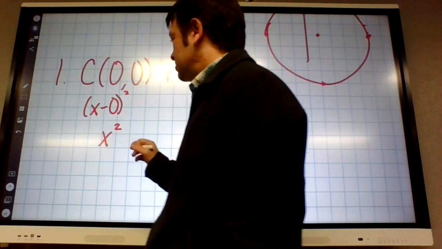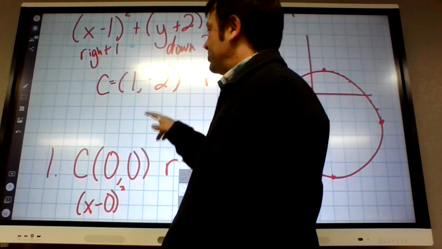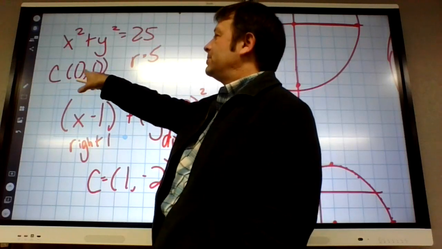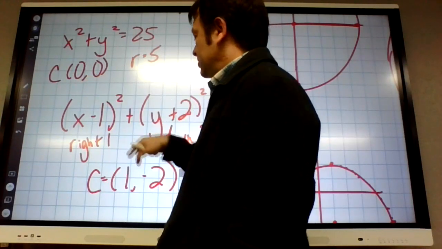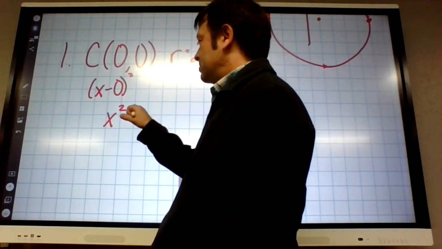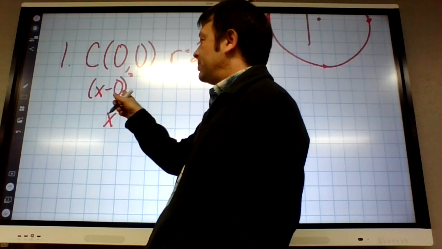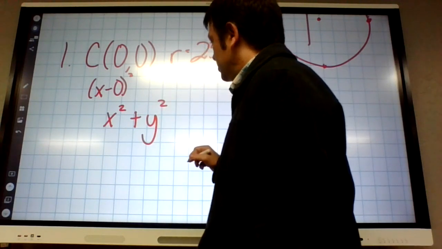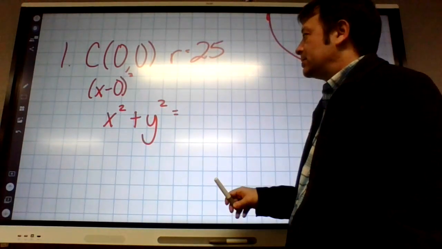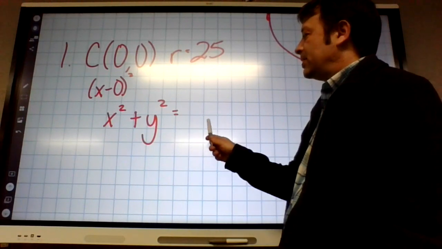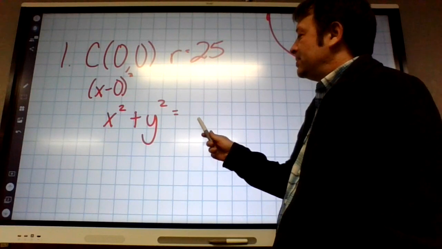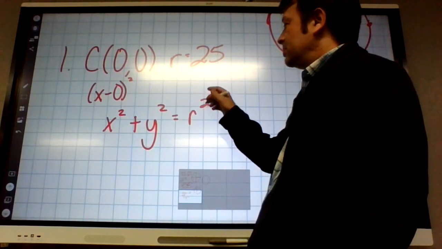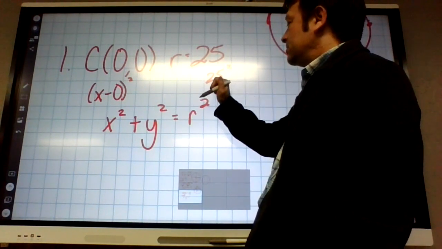Just x squared. You remember my first example? Just x squared plus y squared. The center was at 0, 0. If the center's at 0, 0, you don't need the parentheses because it's not moving right or left. So it's just x squared plus y squared equals what? What goes right here? Radius squared. So 25 squared, not 50.